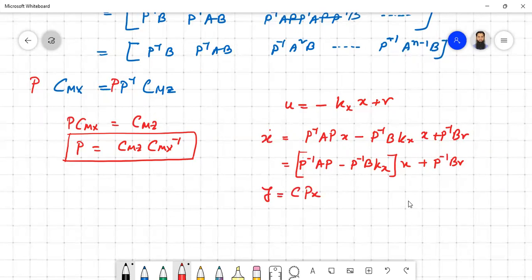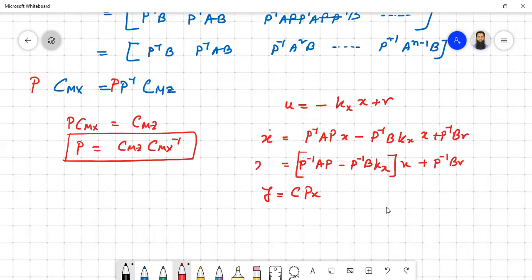Now, since this equation is in the phase variable form, the zeros of the closed loop system are determined from the polynomial form, from the CP. That is how we are finding the zeros of the system, and that is already explained in section 12.4. So you can easily figure out the output equation Y equal to CPX. Now this is our equation of X dot.